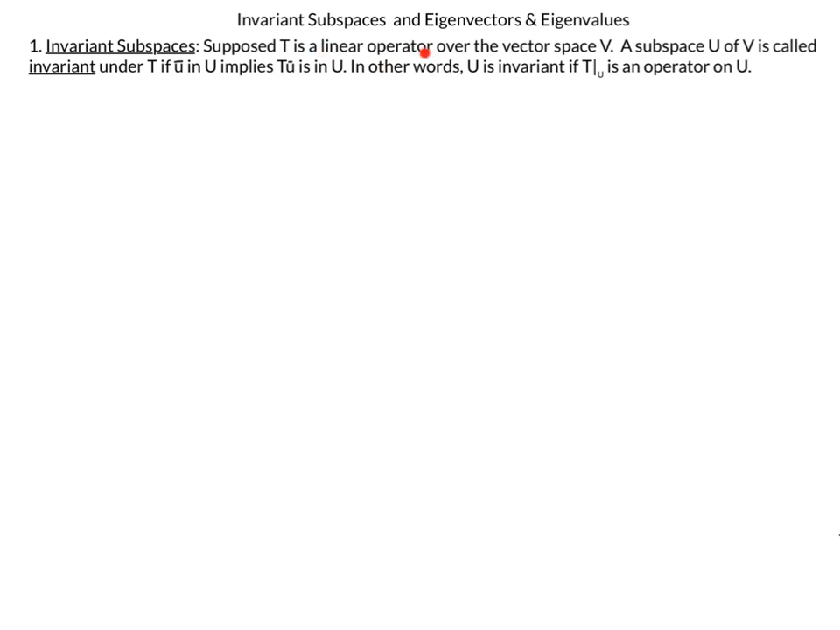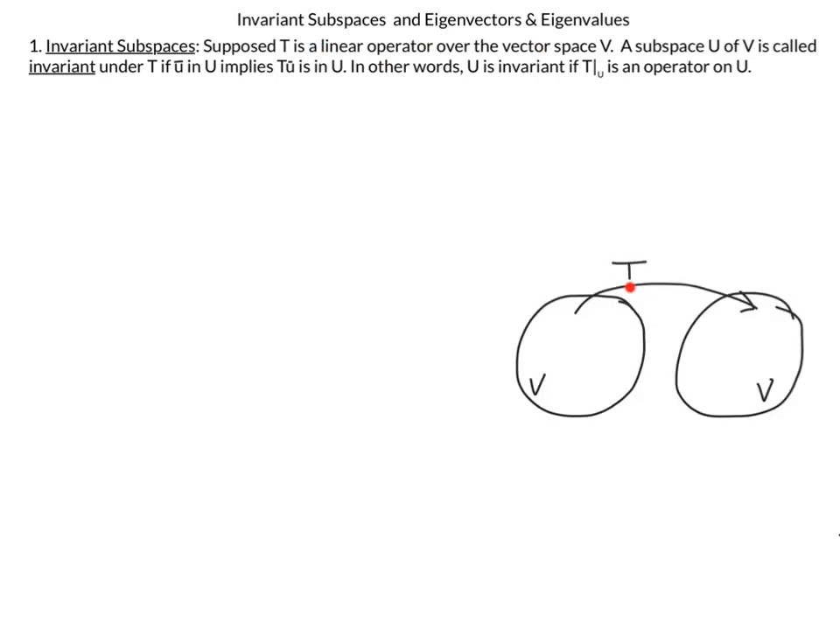Suppose T is a linear operator over the vector space V. So in other words, T takes vectors in V and maps them back onto other vectors in V. A subspace U of V is called invariant under T if a vector u in the subspace U implies that Tu is also in U. So in other words, if I take a subspace U here and I take a vector in U, Tu is going to map this vector back into something in the subspace U.